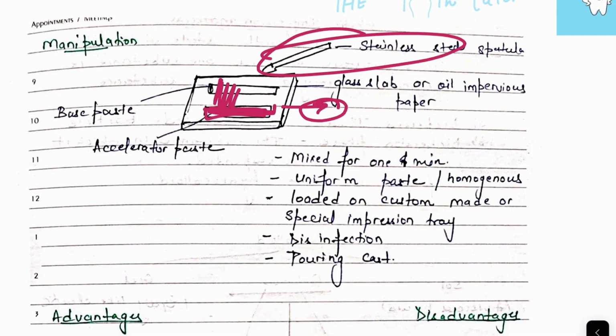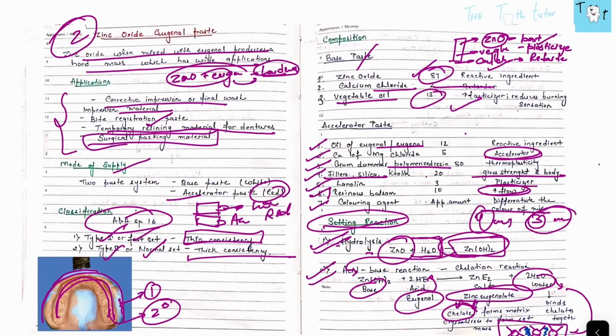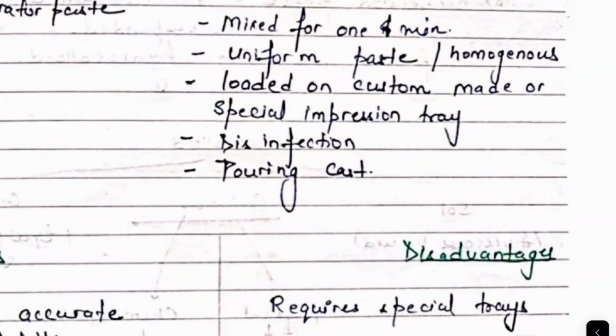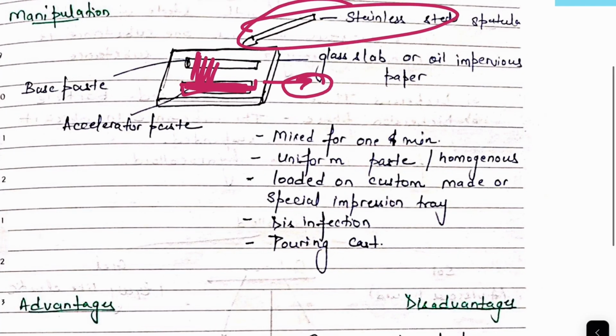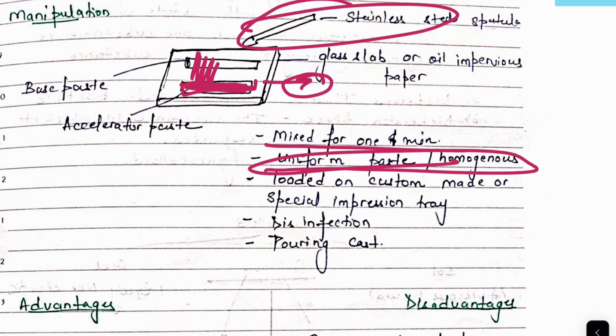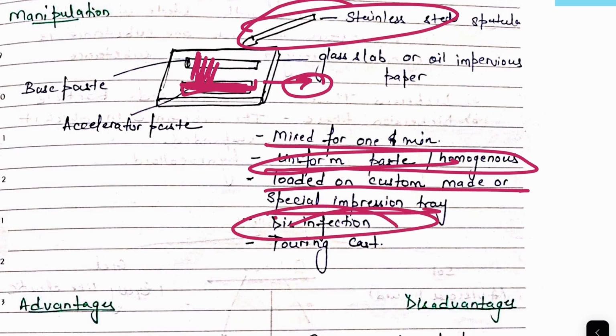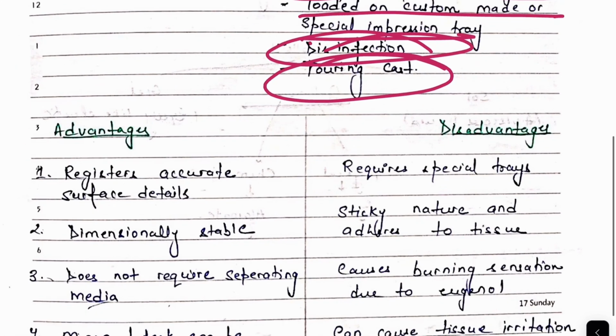Okay, it is an exothermic reaction. Remember, the setting reaction is an exothermic reaction, so you can even cool the glass slab and the spatula to reduce the setting time. Okay, the mixing time is 1 minute. You should have a uniform color all over the paste. Okay, and then it is loaded on a custom tray or special impression tray. After taking the impression, you disinfect it and you can pour the cast over it.